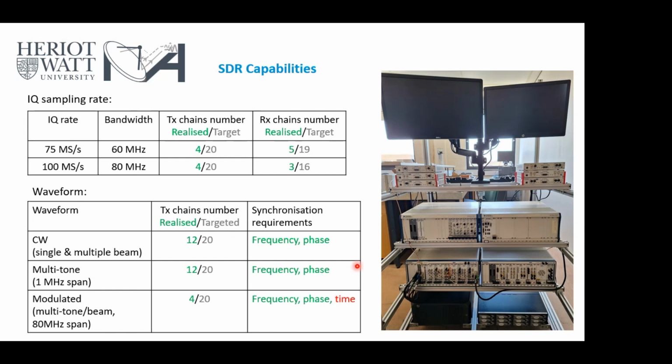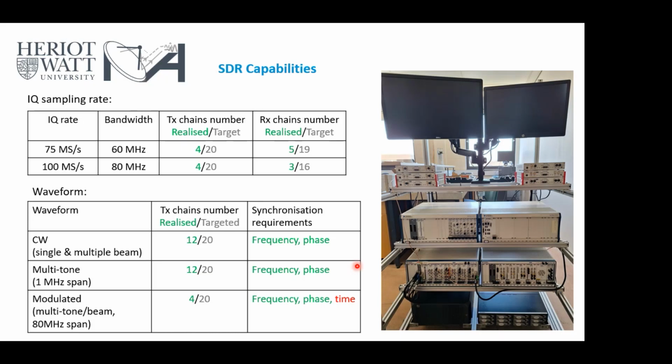And for multi-tone signal, the sampling rate is limited right now. But if the tone spacing is within 1 MHz, it's possible to do that. Still here we can support 12 chains, and we're targeting to enable 20 of them.